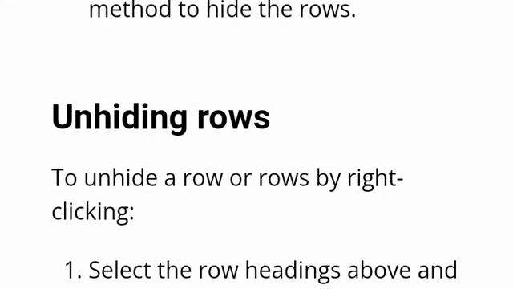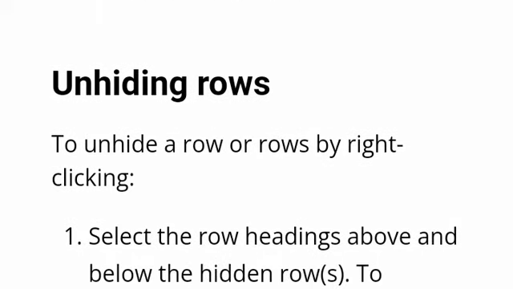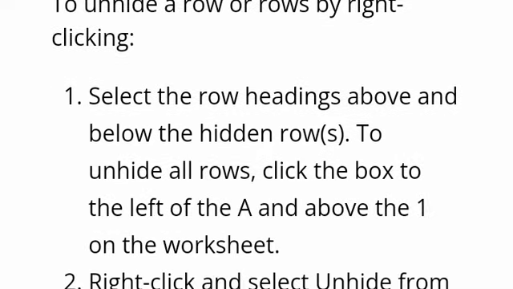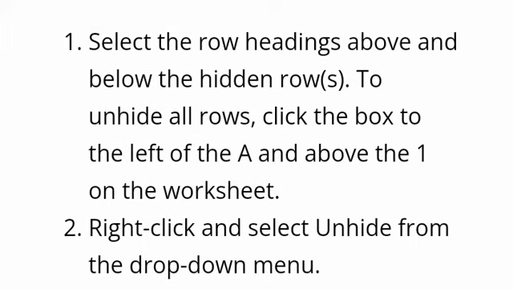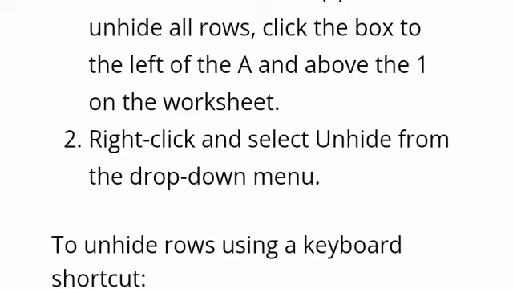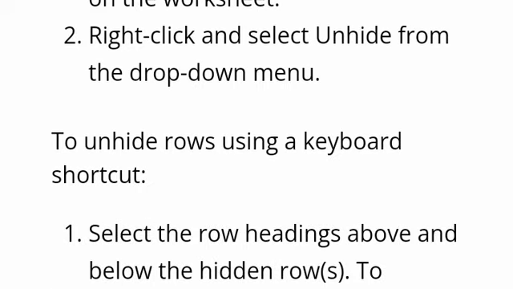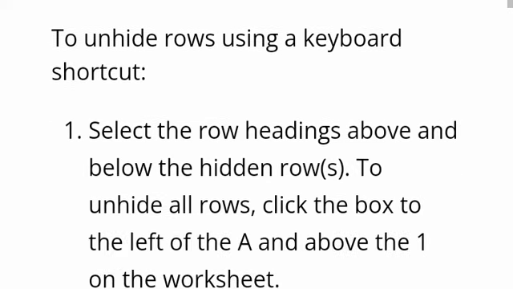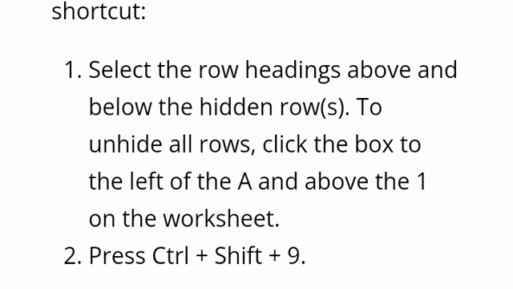Unhiding rows. To unhide a row or rows by right-clicking, select the row headings above and below the hidden row. To unhide all rows, click the box to the left of the A and above 1 on the worksheet. Right-click and select Unhide from the drop-down menu. To unhide rows using a keyboard shortcut, select the row headings above and below the hidden row. To unhide all rows, click the box to the left of the A and above 1 on the worksheet. Press Ctrl plus Shift plus 9.